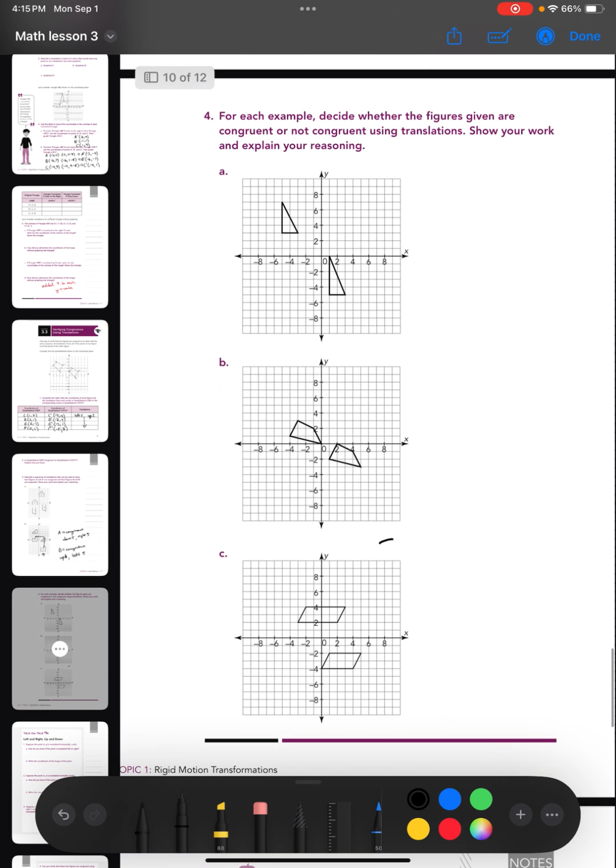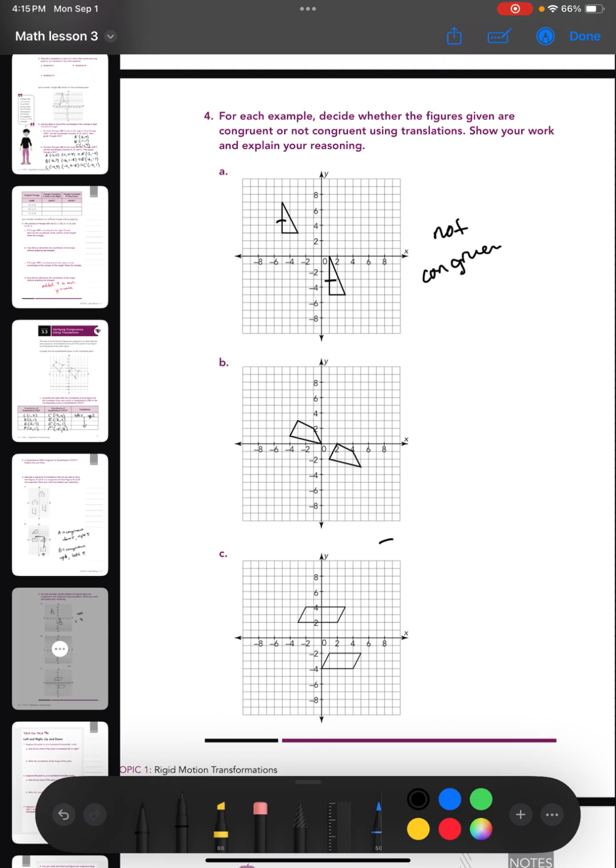All right, if we move down to question 4, for each example, decide whether the figures given are congruent or not congruent using translation. Show your work. So again, you could do the same thing. You could also notice other things. If we're looking at figure A, you could even notice this one corresponding side, those are different lengths. Well, if they're different lengths, the vertices didn't move the same amount up and left to get from one figure to the other. So this one is not congruent.